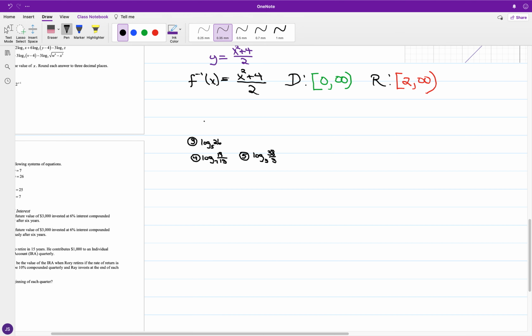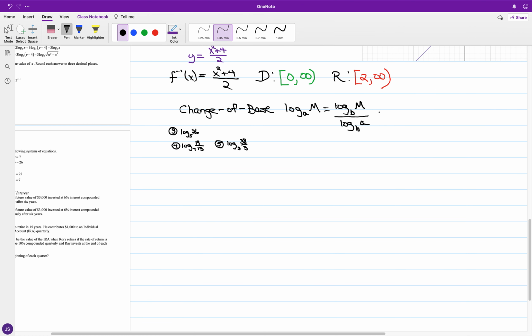Now again, for numbers 3 through 5, you have the change of base formula. This is where if you have the base a logarithm of m, it's going to be the base b logarithm of m all over the base b logarithm of a, and the base b logarithm can either be the natural or base 10 logarithm.